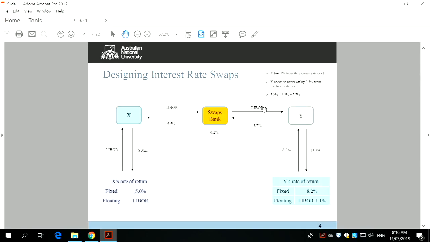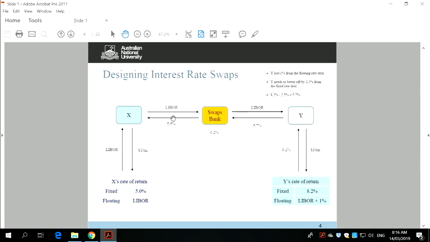Now let's have a look at what Y got from his floating rate deal. Now, Y by himself, he could have got LIBOR plus 1% just on his own, right? So the highest possible rate of return that Y can get on his own is LIBOR plus 1%.